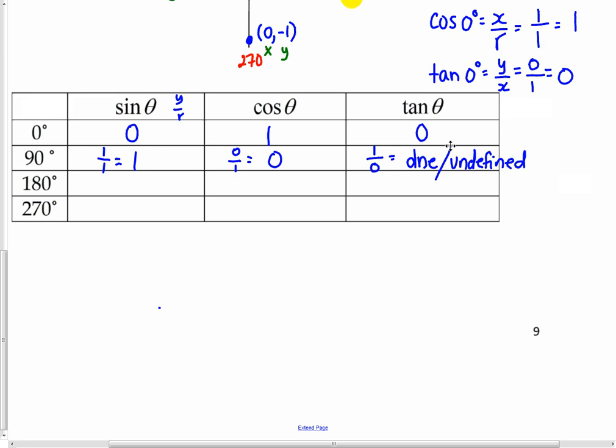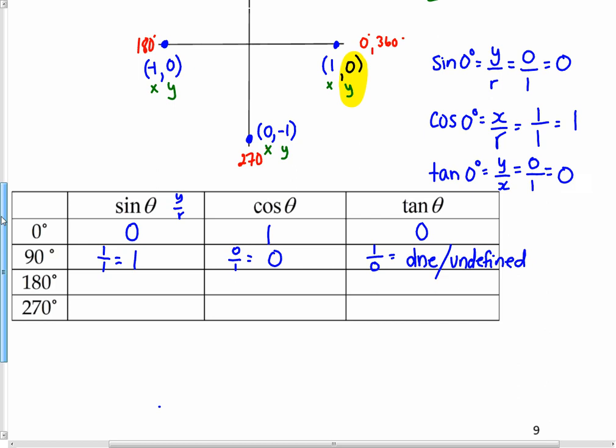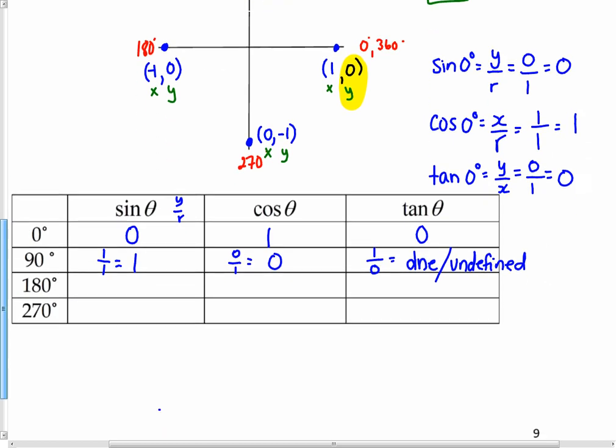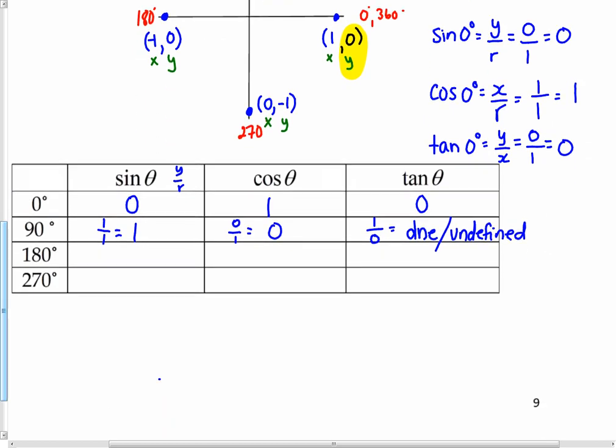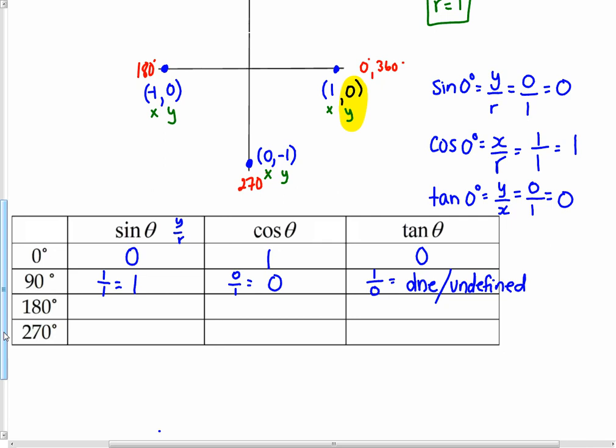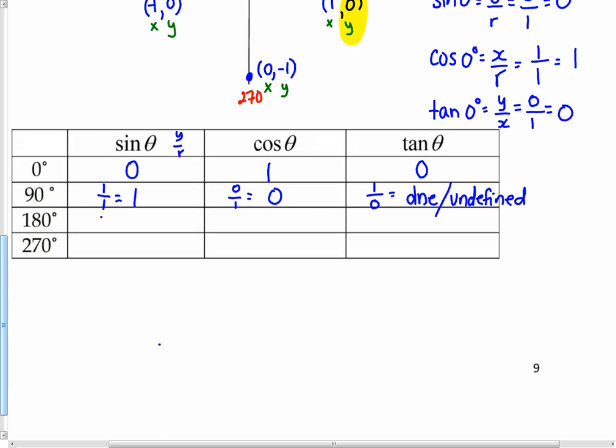So let's fill in the rest of these really quickly. 180. Y is 0. 0 over 1 is 0. Cos is x over r. X is -1 divided by 1 gives -1. And then tan, y over x, so 0 over -1 is 0.